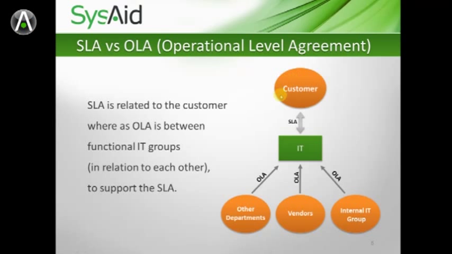If you can see this diagram, the customer is at the top. This is the IT department. With the customer, you sign an SLA, and with internal departments or other departments inside your organization, you have a contract called an OLA, and all of these OLAs will help you to uphold the SLA that you signed with your specific customer. So it can be with other departments, it can be with external vendors or internal vendors, or it can be with other internal IT groups inside your organization.